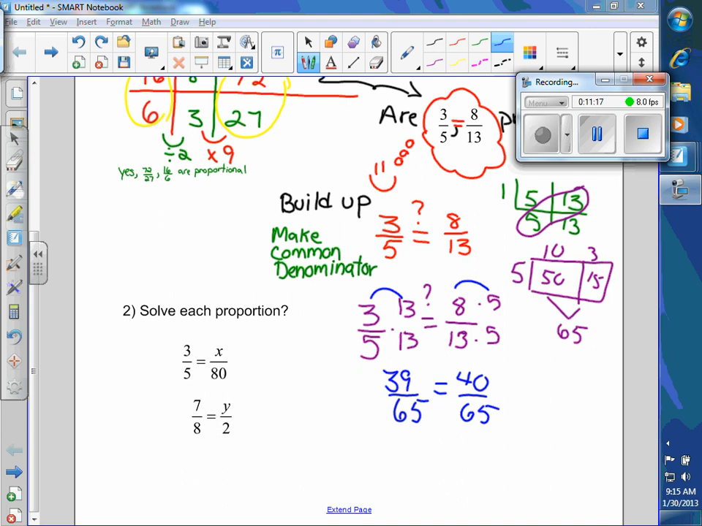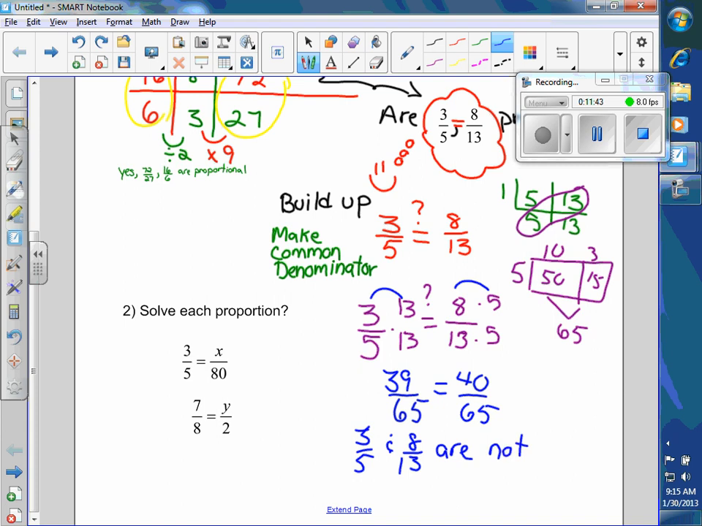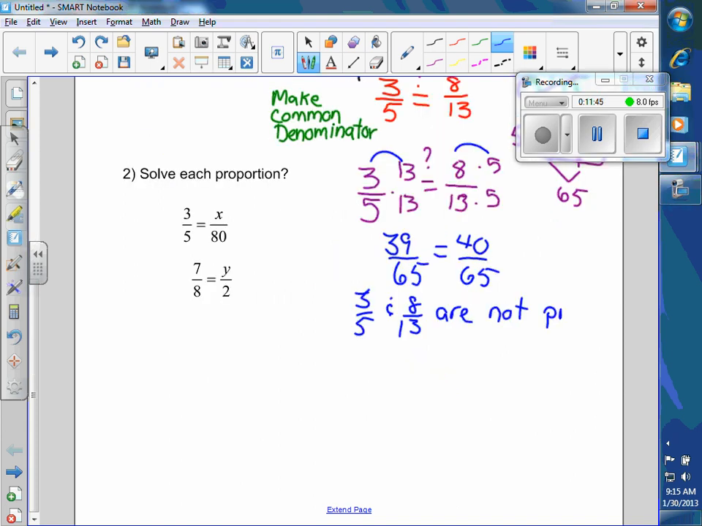Okay, so we have 39 65ths and 40 65ths. They're very close, aren't they? But they're not proportional, because they're not exactly the same. So the answer is that 5 3/5 and 8 13ths are not proportional. They have to be exactly the same.